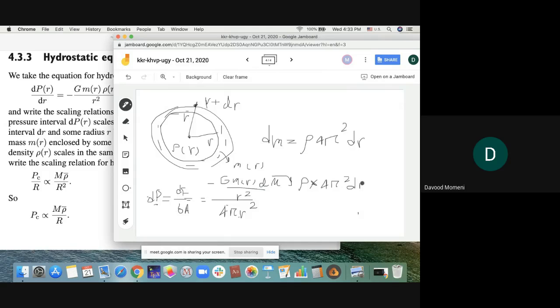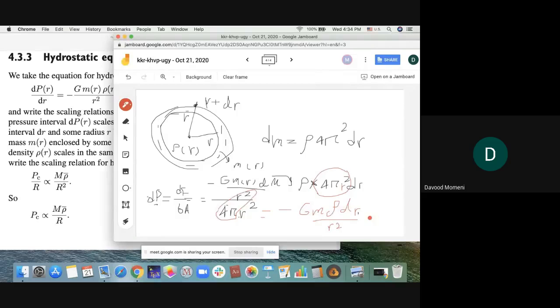All right. So as you see here, this 4 pi r squared will be cancelled by this factor. They will cancel. So your equation will be minus G M rho dr over r squared. Those derivations maybe I will ask you to do for the exam.